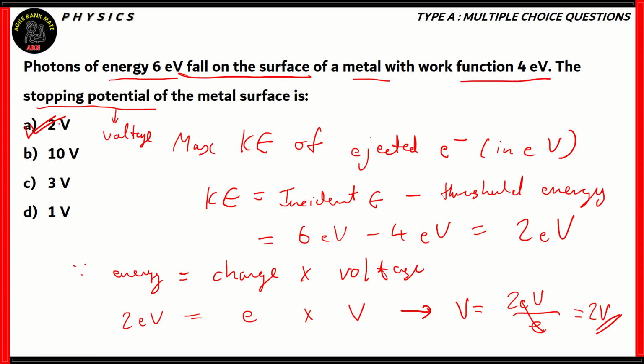So we're going to use the formula for maximum kinetic energy of ejected electrons and also the formula for energy, which is charge times voltage. So according to those, option A, 2 volts turns out to be the right answer for this question.